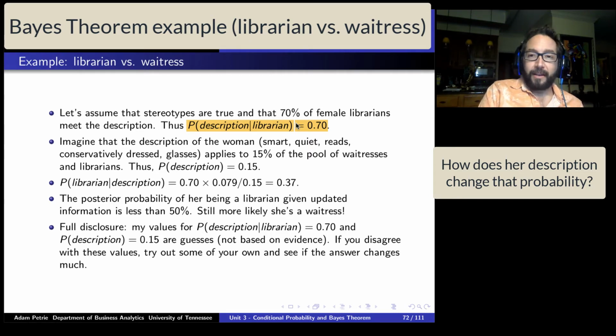All right. Now, the other part, that denominator, was the probability of a randomly picked woman, waitress or librarian here, matching that description, the unconditional probability of being smart, quiet, likes to read, dresses conservatively, and wears glasses. And let's say that that's really not that rare of a combination of traits. Let's imagine that that applies to 15% of women if we pool together all of the waitresses and librarians here.